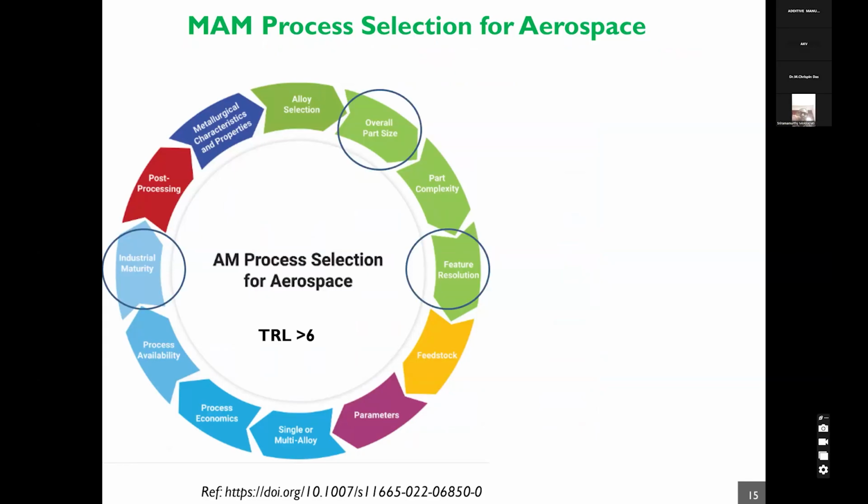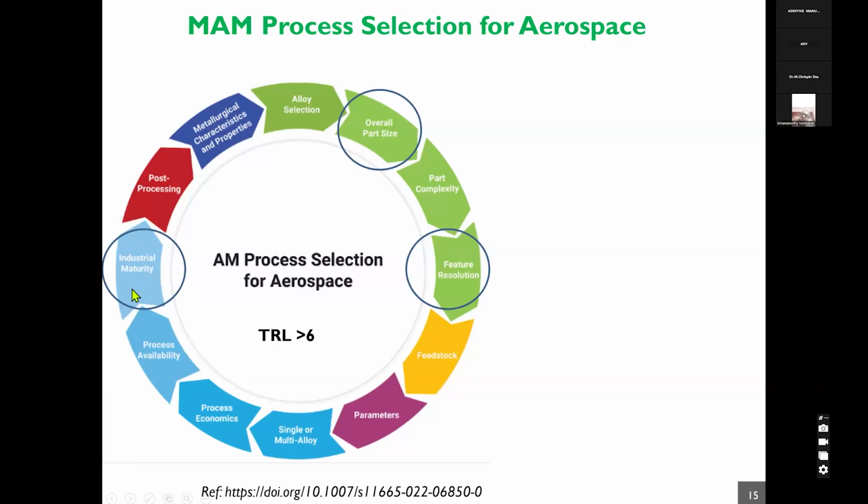So coming to the process selection for aerospace applications, we need to look at all these aspects. We need to see what is the alloy in which that component needs to be manufactured. We need to look at the overall part size, the part complexity, feature resolution, and whether the feedstock in the form of powder or wire is available. Once the feedstock is available, we need to look at the process parameters. And also depending on the functional requirement, whether it's a single or multi-alloy component, we also need to look at the process economics and also the process availability.